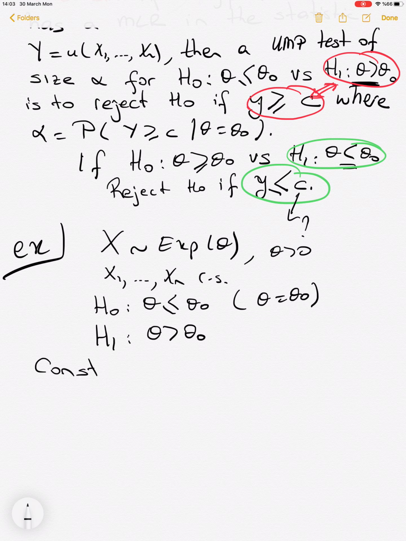Construct uniformly most powerful tests of size alpha. Finding the type 2 error probability or finding the power is all the same actually. It's not different whether it's a most powerful test or a uniformly most powerful test, so you will use the same testing procedure. So what is our first step? Finding the simple likelihood ratio. Let's do that, but we are finding the simple likelihood ratio under the condition that theta 0 greater than theta 1.